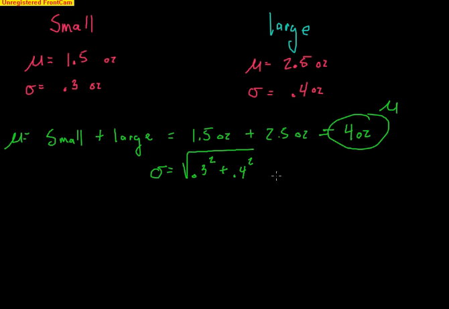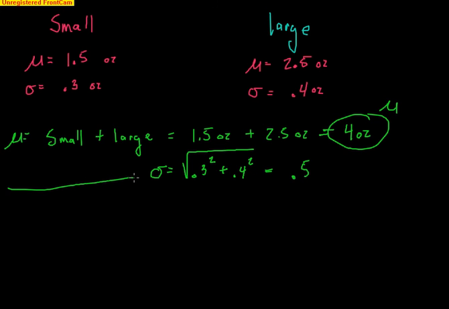So 0.3 squared plus 0.4 squared, I get 0.5. Wow, that worked out nice. 0.3 squared plus 0.4 squared, square root is 0.5. So that is my sigma for a large bowl plus small bowl. Hopefully that's pretty good. All right, what about the difference?